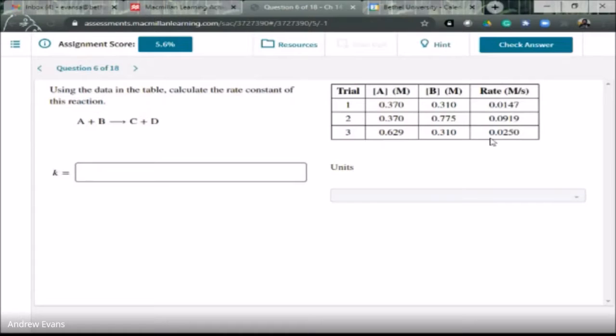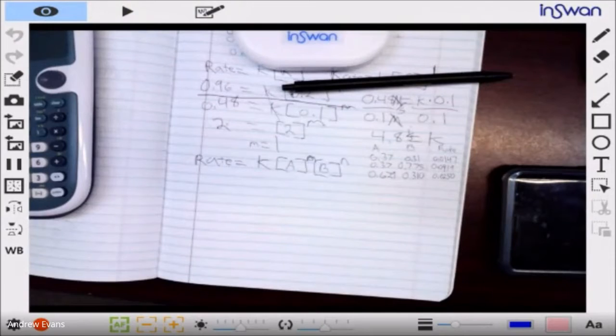And then the rate. And they ask you what is the K and what is the units. Once again, in order to find the K, you must first find the rate law. So we can't just jump straight to the end. It's a process. But no, you will not find the correct K if you do not find the correct rate law. Document camera.